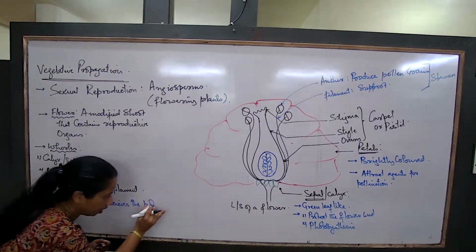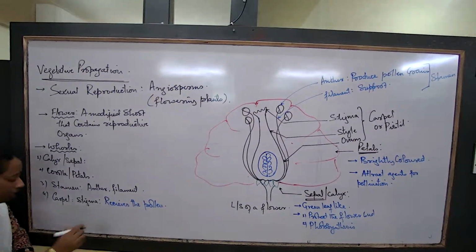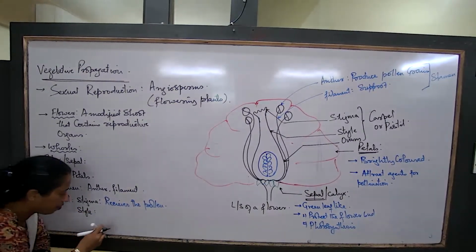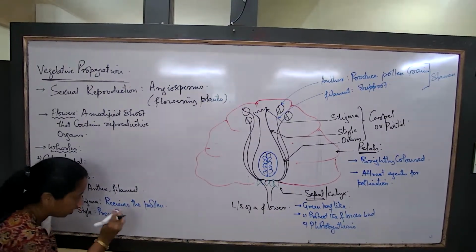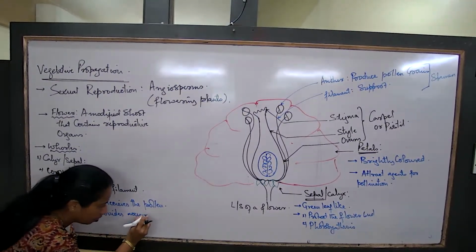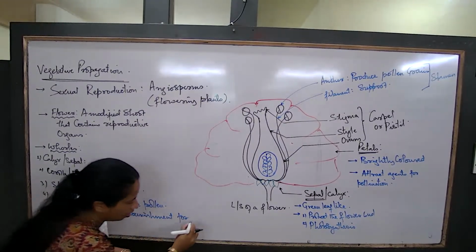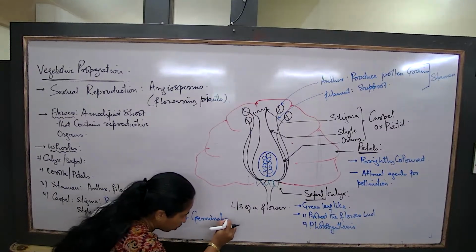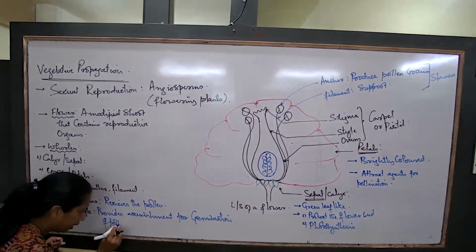Function of the stigma: it attaches to the pollen grains, receives the pollen. Second is style. What is the function of the style? The style provides nourishment for the germination of the pollen grain. We'll learn what is meant by germination.